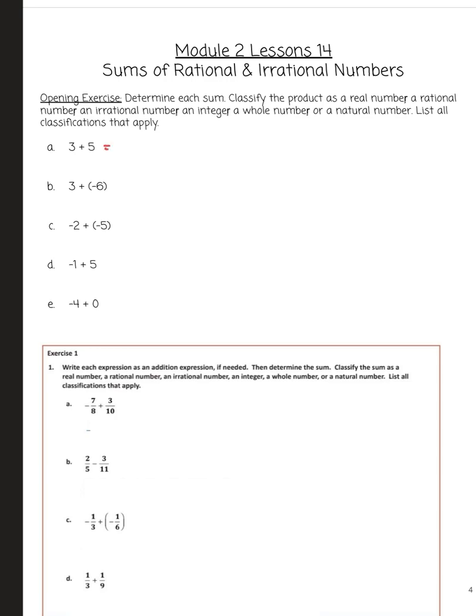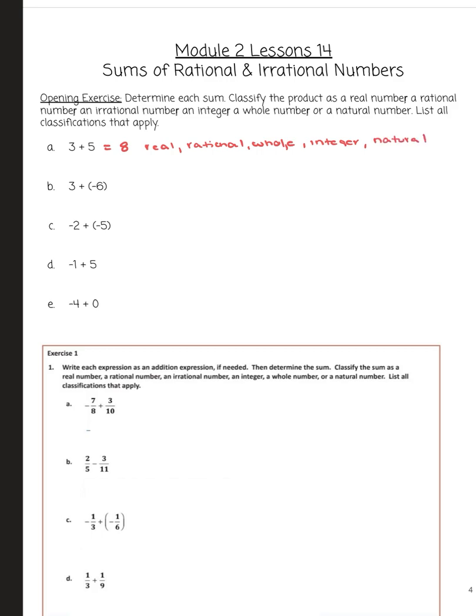So we know that 3 plus 5 is going to be 8. So we know that that is real, rational, whole. Oops, forgot about integer. So I'll write that next. So integer and natural.